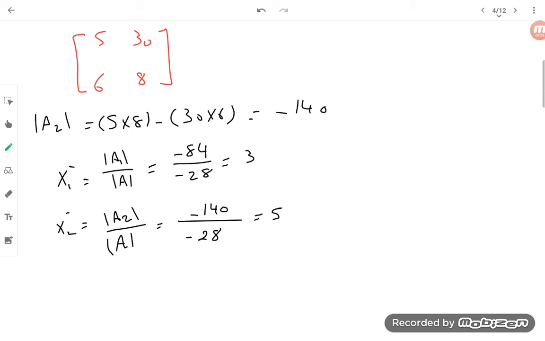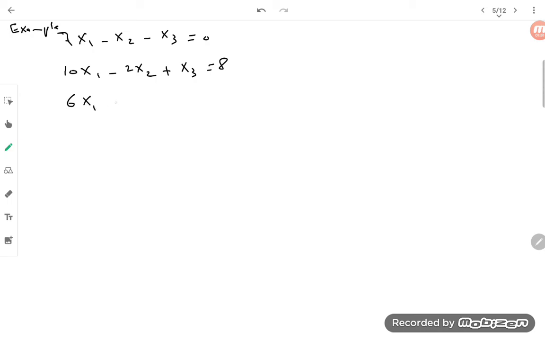Now let's take another example for a 3 by 3 matrix. This is the system of equations that we would like to solve. And the required is to find the value of x1, x2, and x3.